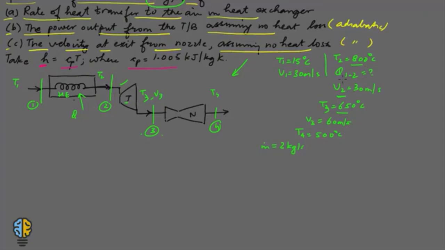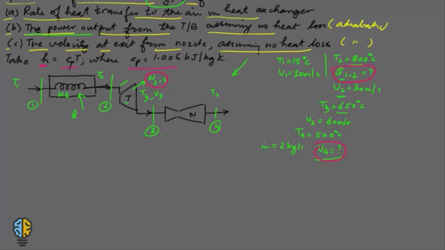Now we need to find out Q12, and the second is to find the power output from the turbine. So we need to find out the shaft work of the turbine, that is W23, and the velocity at the exit. So we need to find out V4. Okay, so these things are to be found. Let me mark them in red. So this is the first thing to be found out, this is the second thing to be found out, and this is the third thing to be found out. All right.